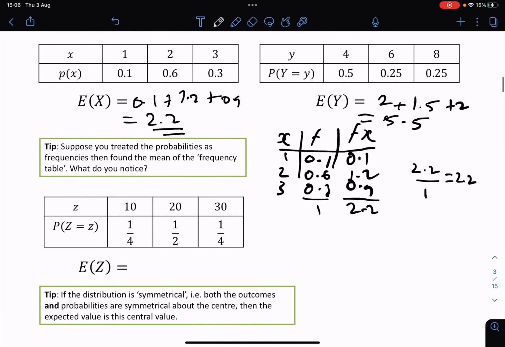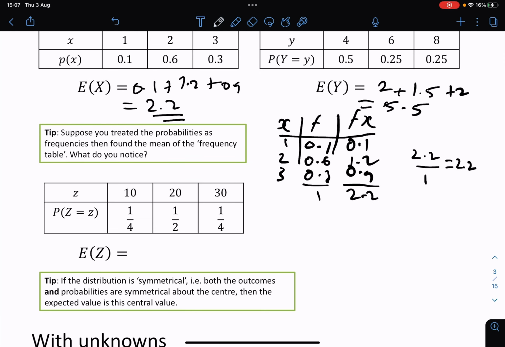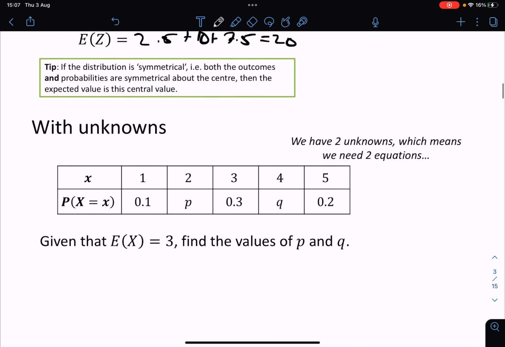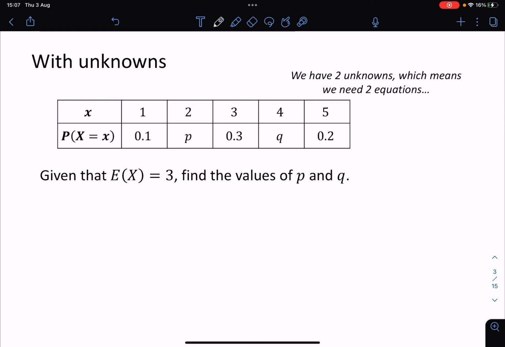If we look at this again, in your head it's 2.5, 10 and 7.5, which of course is 20. And if the distribution is indeed symmetrical, so both the outcomes and probabilities are symmetrical about the centre, then the expected value is just going to be that central value, as it is here, because these are symmetrical. However, we have to know how to do it with unknowns, and if you have two unknowns, you're going to have two equations, which means it's probably going to be simultaneous equations.